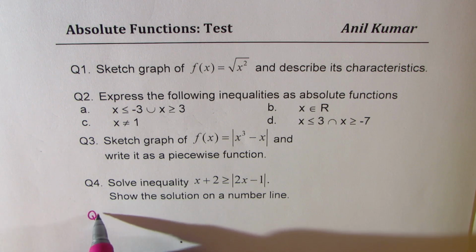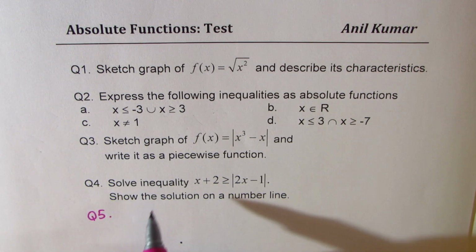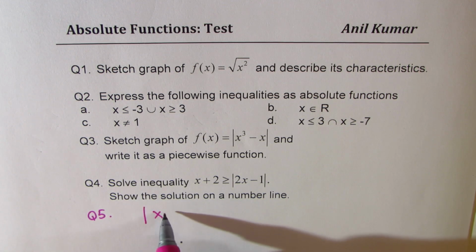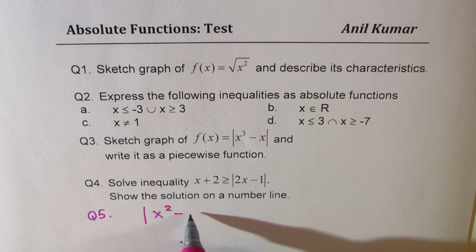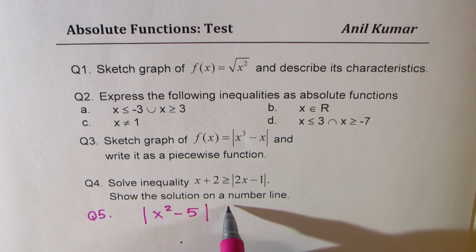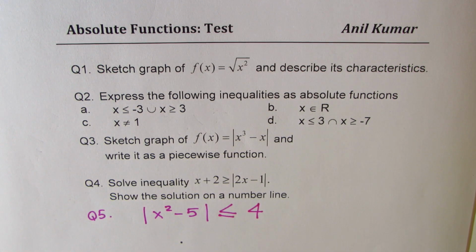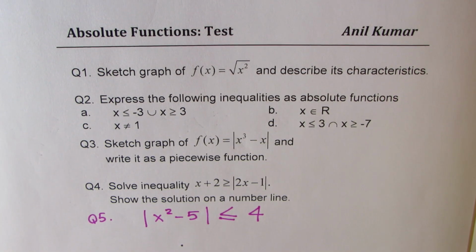Here it is. Question number 5. You need to solve the inequality which is absolute value of x squared minus 5 is less than or equal to 4. You may treat this as your test question. So I hope after the solution of first 4, question number 5 should not be very difficult for you. It is, however, the most interesting question of this series. So let's begin and solve from question number 1.